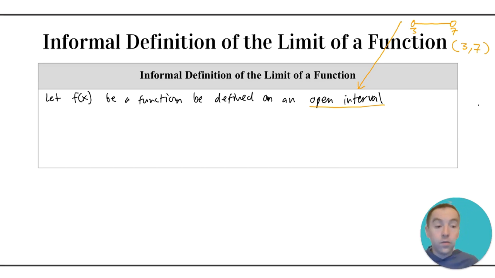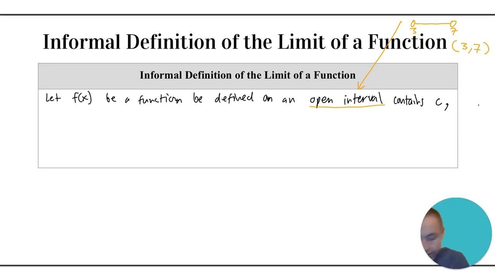A closed interval is sort of the opposite of an open interval, and that would be where you would have the brackets in interval notation, where then the 3 and the 7 would actually have filled in dots and they'd be included in the interval. Okay, so we don't need that for this definition. We just need an open interval. But not only do we need an open interval, we want to have a particular number in this open interval because that's what we're going to actually try to limit towards. So on an open interval that contains a point C.